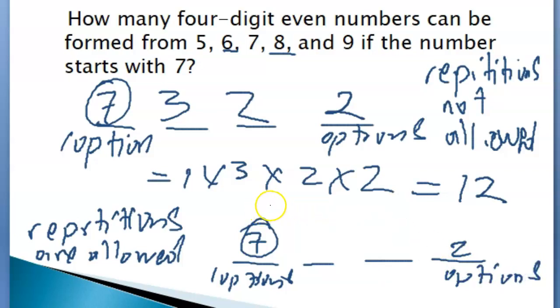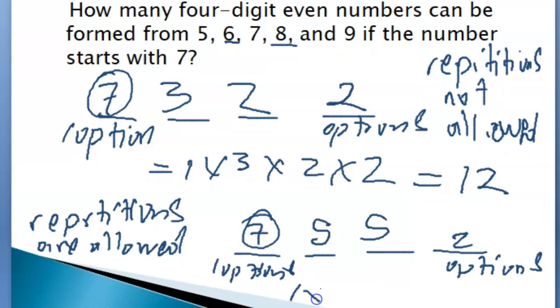Now, of course, we have used 2 from the 5, but repetitions are allowed. So in the other slots, we still have 5 options, since repetitions are allowed. So the solution for this case will be 1 times 5, we're multiplying the options, times 5 times 2. So 5 times 5, that's 25, times 2, that's 50. So if repetitions are allowed, there are 50 4-digit even numbers that can be formed from these 5 given digits.